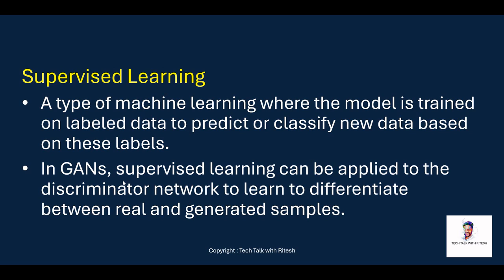Then we have supervised learning, a type of machine learning where the model is trained on labeled data to predict or classify new data based on these labels. In GANs, supervised learning can be applied to the discriminator network to learn to differentiate between real and generated samples.